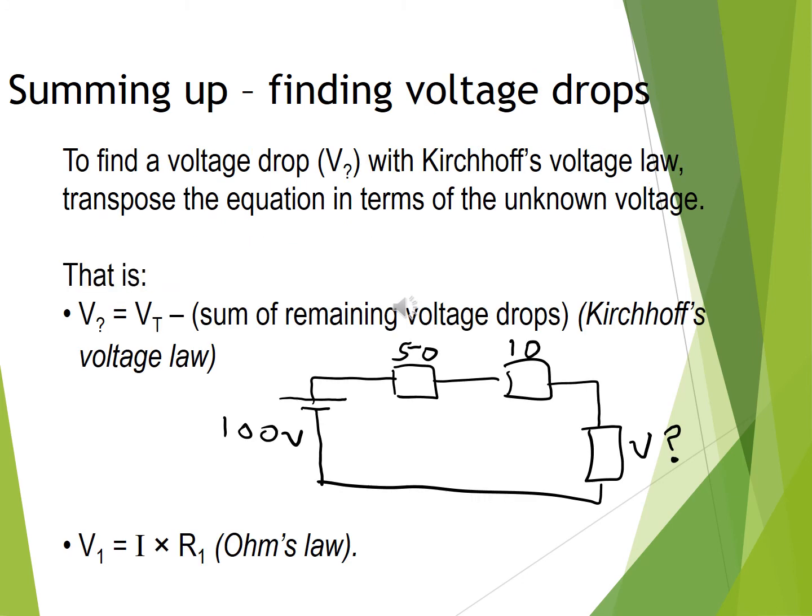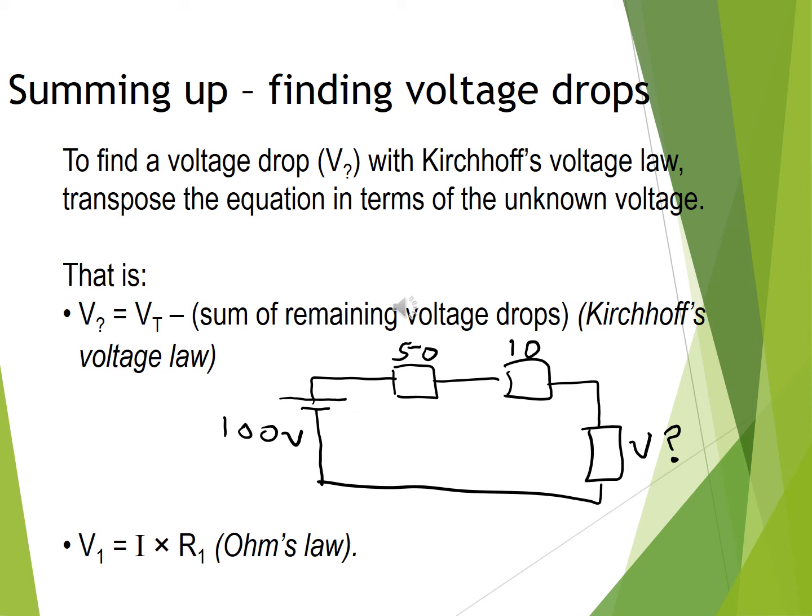So to find the voltage drops around a circuit using Kirchhoff's law, in the first dot point, if we were trying to calculate the voltage drop across the last resistor on the right hand side, the V question mark, probably should have labelled that VR3, but nevertheless we can see that the applied voltage or the supply voltage is 100 volts, and the voltage drop across the first resistor is 50 volts and the second resistor is 10 volts.